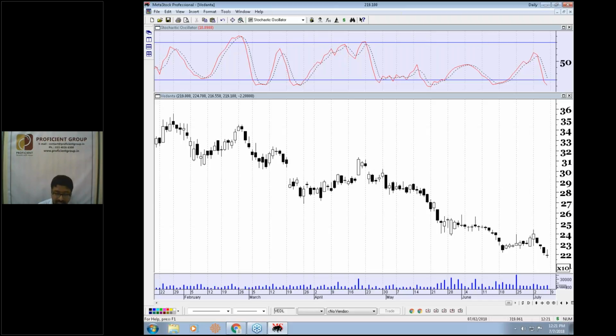Among the metals, Vedanta is extremely weak and still a shorting candidate, but we also need to see some action and prices to go a bit higher to sell it. So this is also a selling candidate. We will have to keep a close eye.